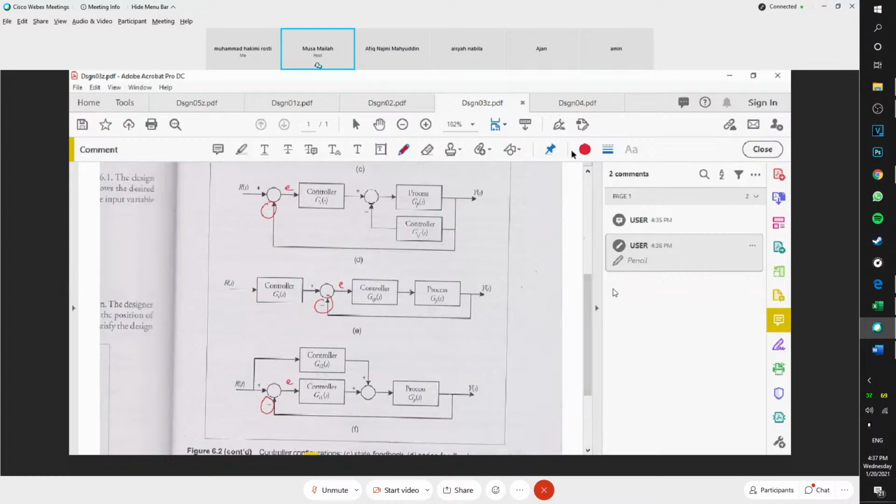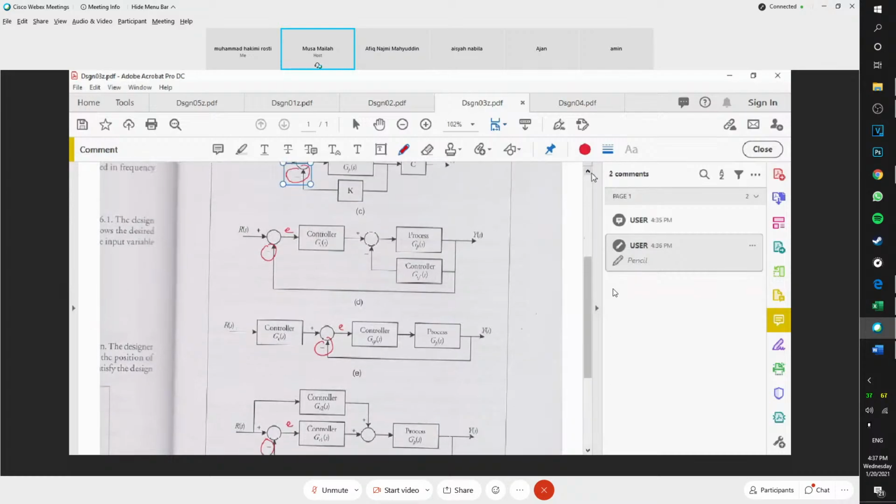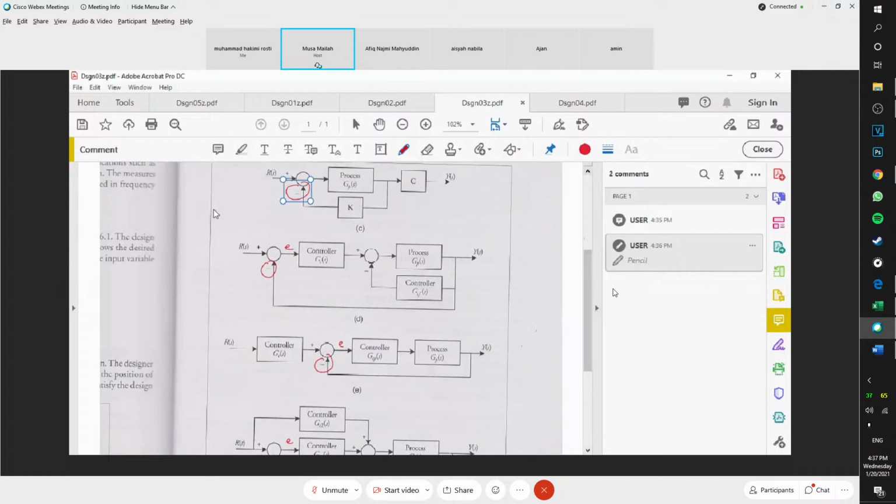Okay, and you will find that D, E, and F are 2 degree of freedom controllers, right? A, B, C are 1 degree of freedom, but the rest, D, E, F, are 2 degree of freedom controllers. Why? Because can you see there are two? Like D, you have one located in series, but the second is feedback type, right?